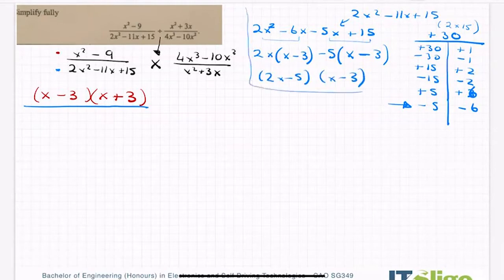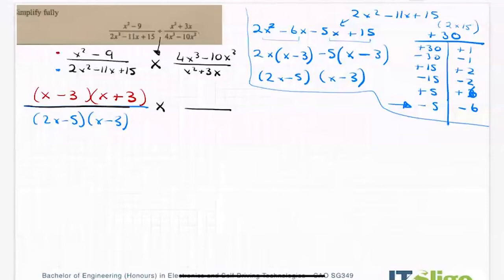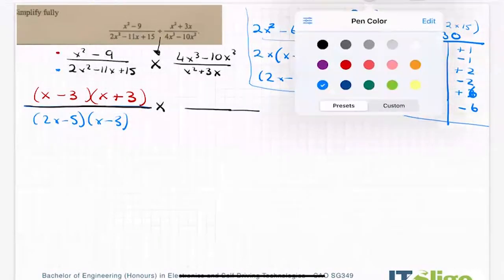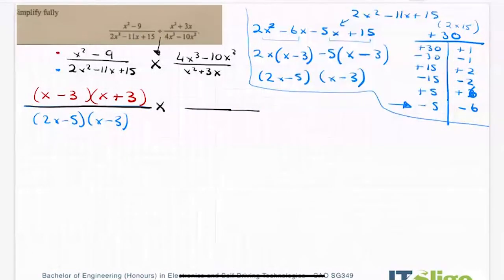Okay, so you can see when there's a number in front of x squared, like there is in this one, the factorising takes a bit longer. So we have 2x minus 5 in that one, x minus 3. Okay, so we're multiplying that by, okay, let's factorise the top one. Okay, so let's factorize this one here.